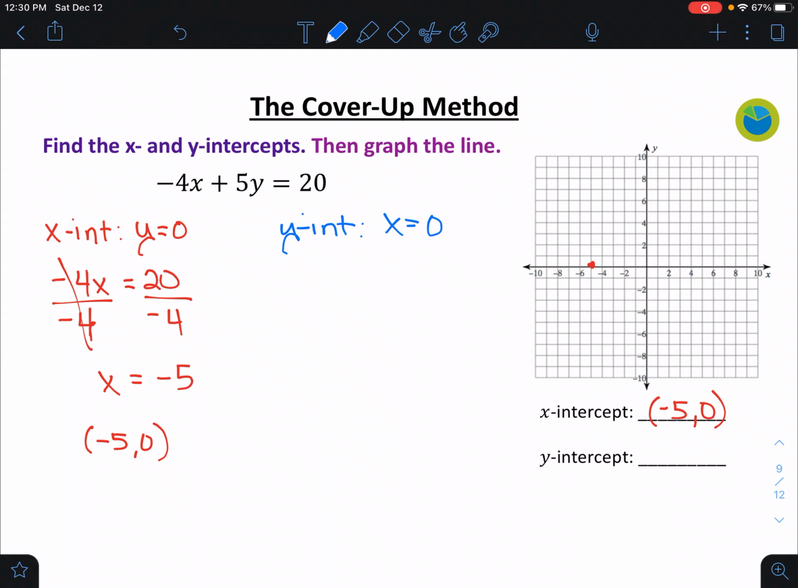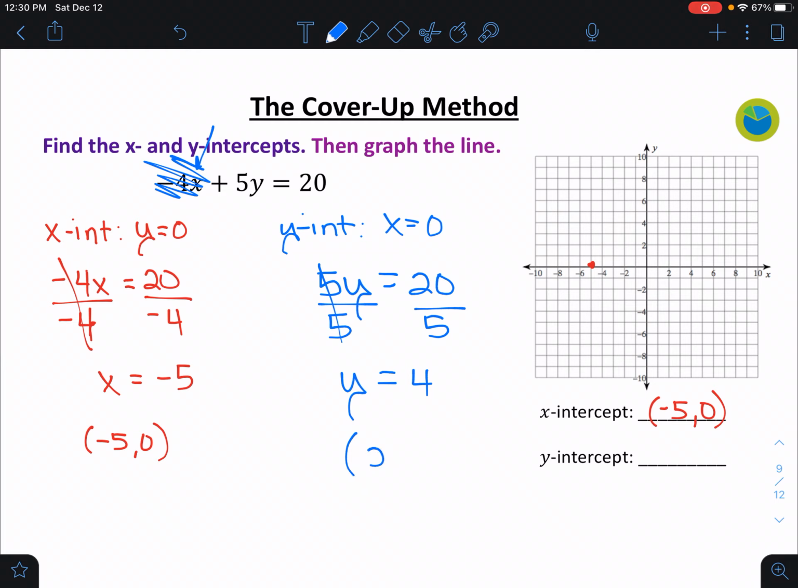Okay, so the y-intercept, we're going to put a 0 for x right here. That means we're covering this up. Okay, what am I left with? Positive 5y equals 20. Again, if that's a negative sign, make sure you bring that down. But where it's positive, so we're okay. So divide by 5, divide by 5. Y equals 4. So that's my y-intercept. 0, 4. On the y-axis, find 4. Put a dot. There we go.